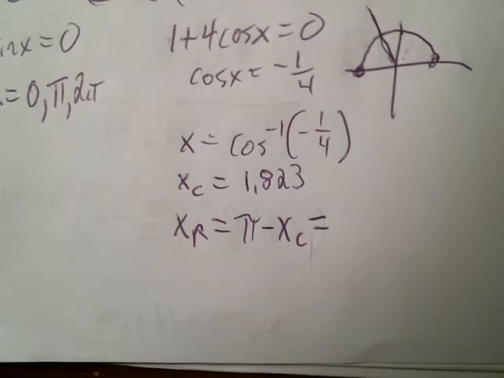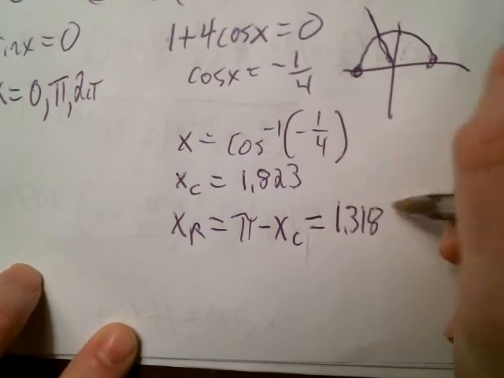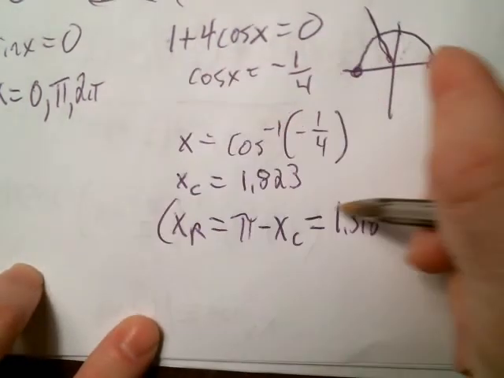So let me get out of that mode and get back into the radian mode. And I'm going pi minus this cosine inverse thing. So that'd be 1.318 is the reference angle.